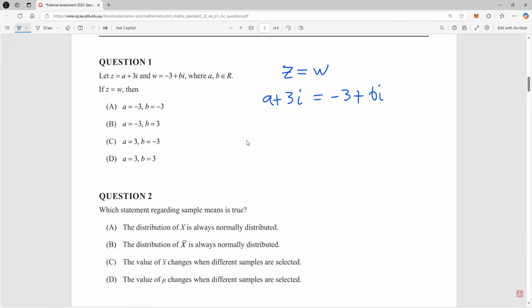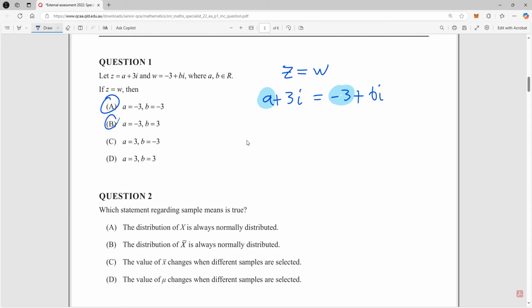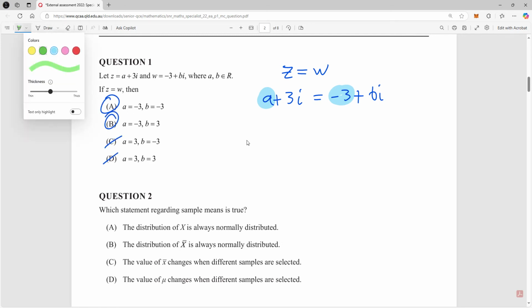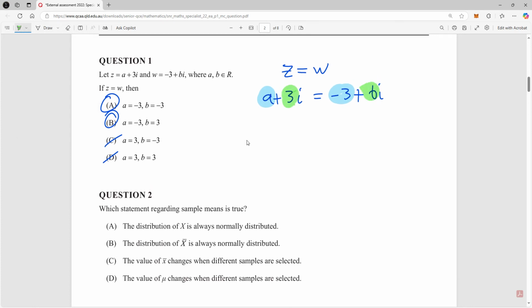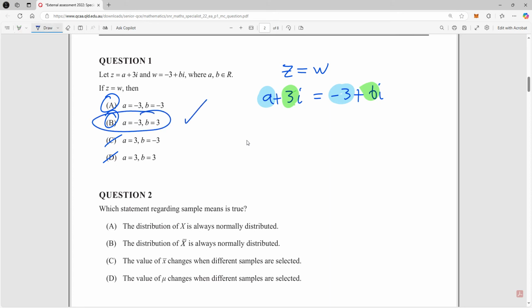Which means this has to be equal to that. So we know a straight away is -3. So it has to be between A and B, can't be C or D. And we also know here as well that 3 is equal to b in this case here. So in this case here, the correct answer will be B, and that's it.